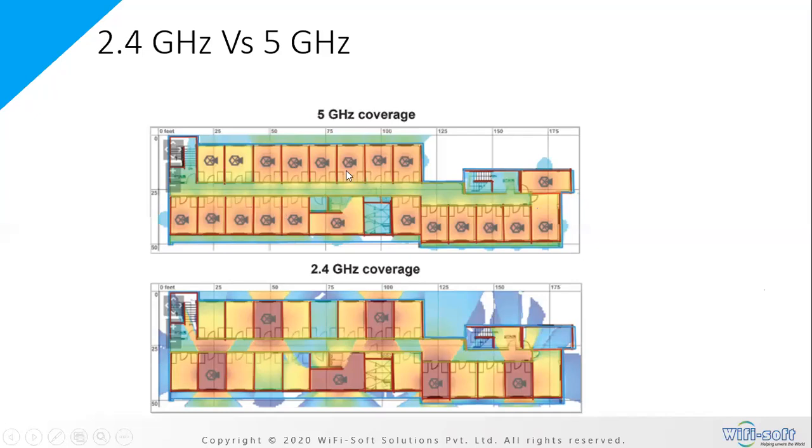So, for example, in an environment like this, if you install a dual band access point, your 2.4 gigahertz is going to create a lot of interference for the neighboring devices, because its throughput is higher. So either you need to reduce the transmit power on the 2.4 band to make sure that there is little interference.